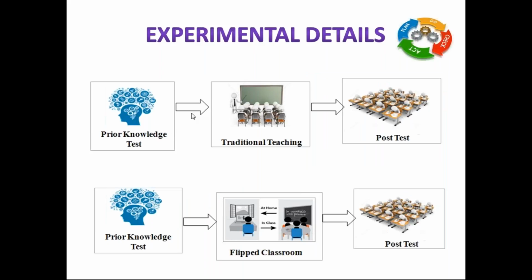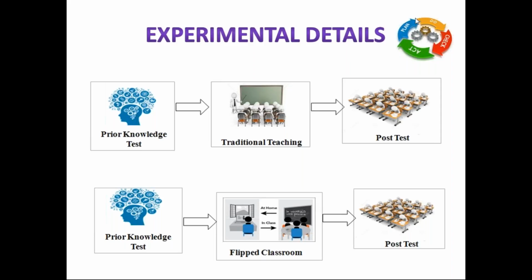Lectures. So based on this prior knowledge test, the students will then again be joined into two different groups, traditional teaching and flipped classroom. The one group which I formed as traditional teaching, I can name as a control group. And the group which undergoes flipped classroom, I can name as an experimental group.